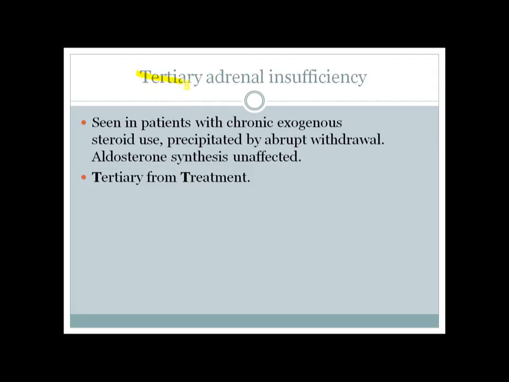The last one is tertiary adrenal insufficiency, which is actually not so uncommon, very common. It is seen in patients with chronic exogenous steroid use, and whenever someone uses steroid for a long time, his pituitary and hypothalamic axis is actually inhibited. So long-term steroid use will result in low levels of CRH and low levels of ACTH, and low levels of ACTH will actually cause the adrenal gland to atrophy. So the patient is actually only dependent on the exogenous source.